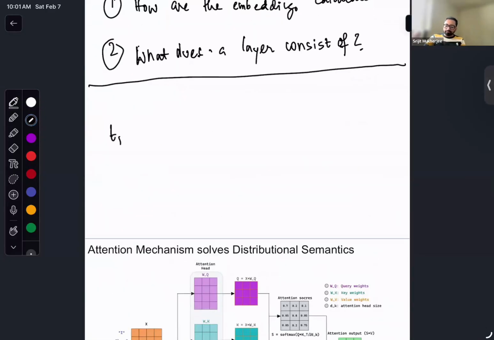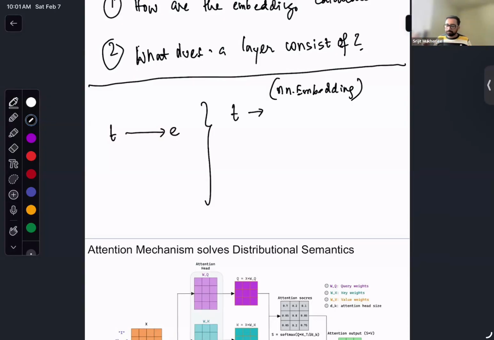So you have a token. The question is how is a token converted to an embedding? Question number 1. Simple. Initially what is done is there is something called nn.Embedding. If you build a language model, you will see nn.Embedding. These are explained in detail in other videos of mine. Please check them out if you have deeper questions, because I have only 30 minutes left.